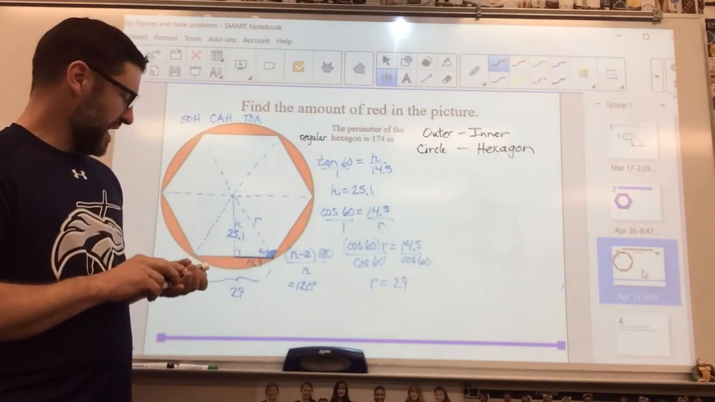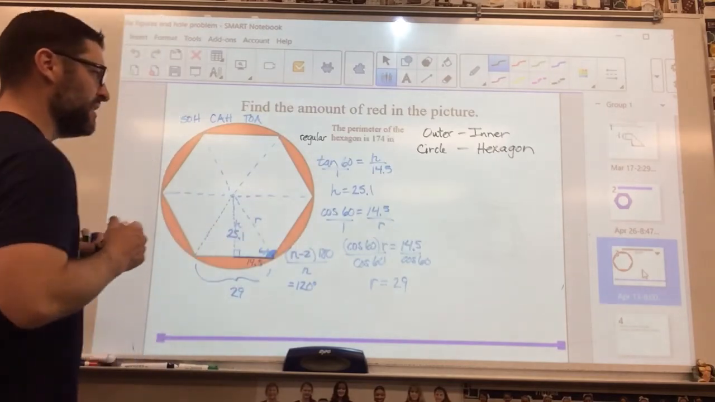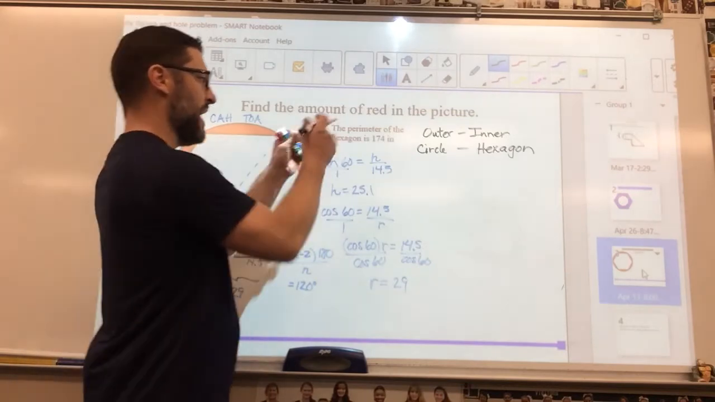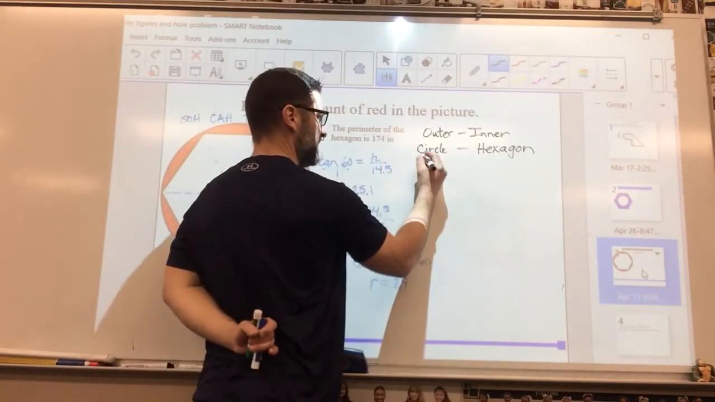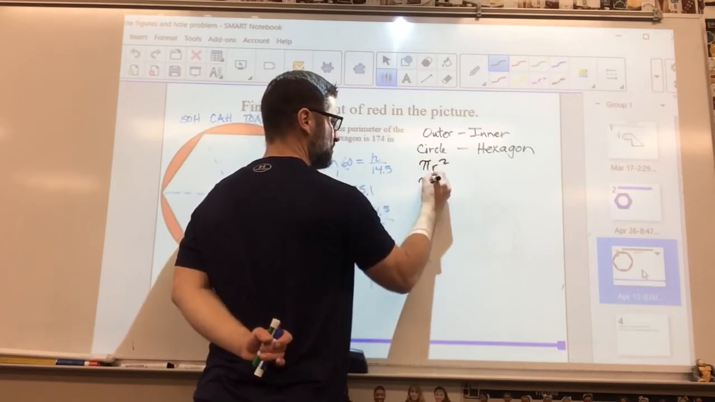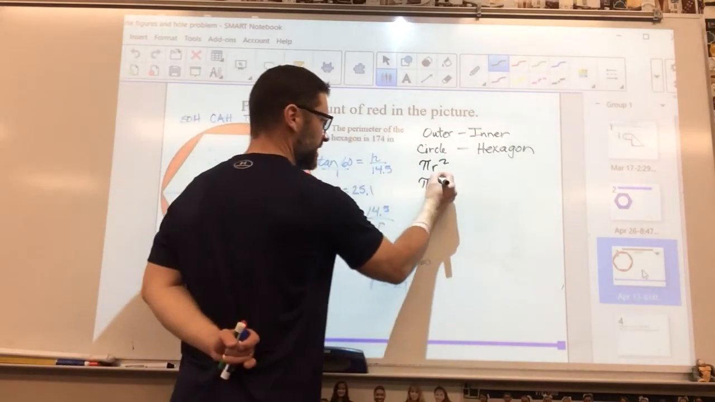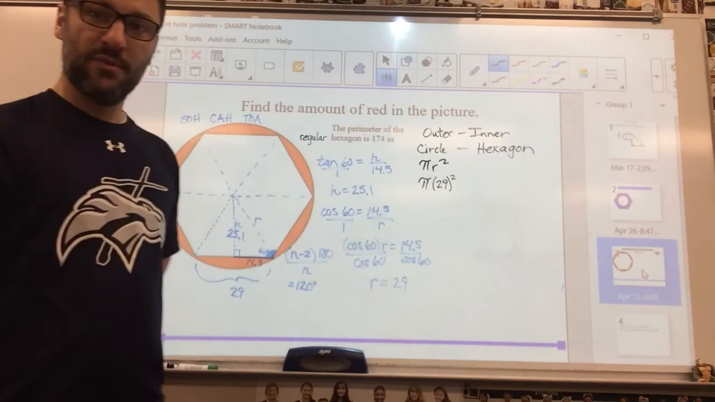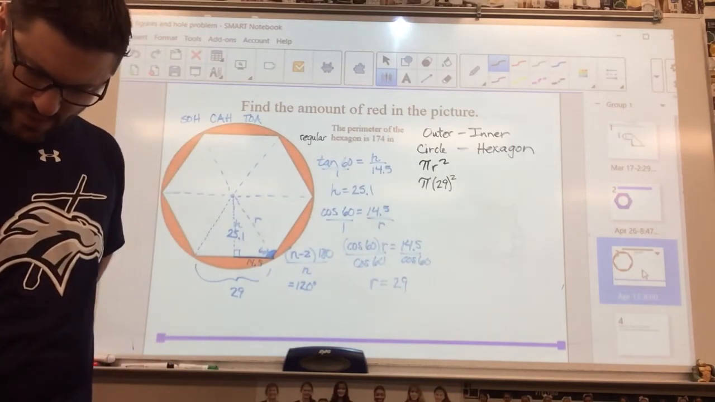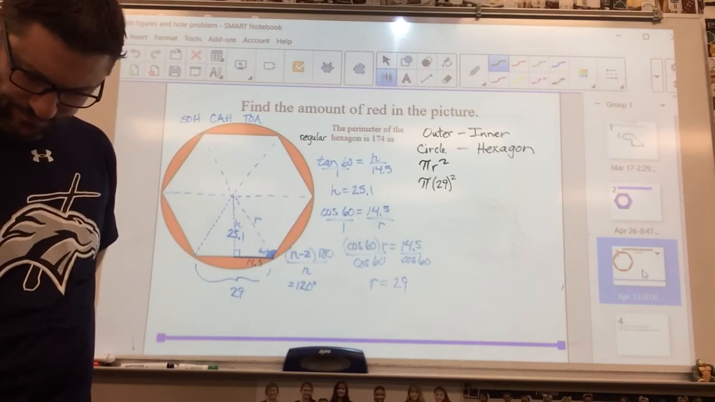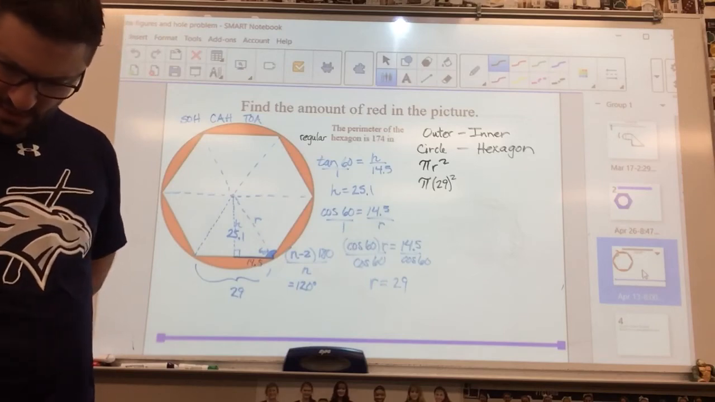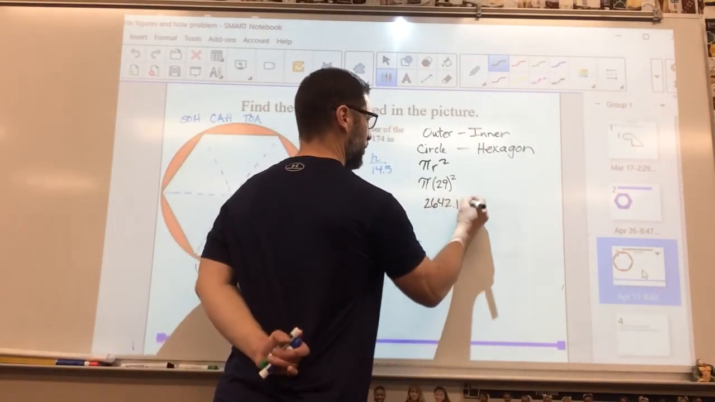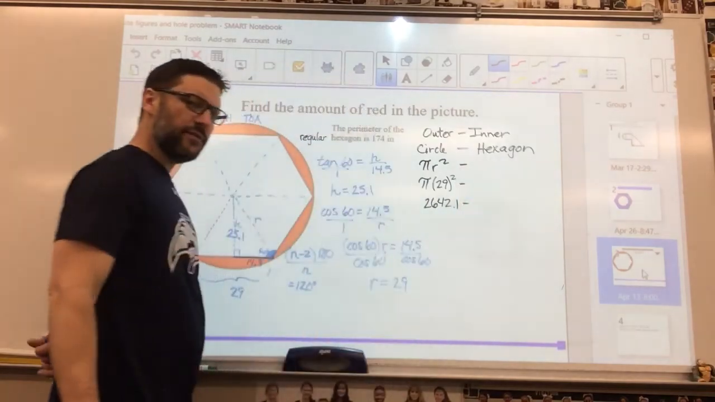I'm going to switch colors. This blue's running out of ink. So here we go. I got my radius is 29. I think I have everything I need. I'm going to finish off the problem. So first of all, the circle. The circle is pi r squared, which is pi, and my radius is 29, so 29 squared. I'm going to go ahead and decimalize this one. So I'm going to take 29 squared times pi, and I got 2642.1. And then I'm going to subtract off of it the area of the hexagon.